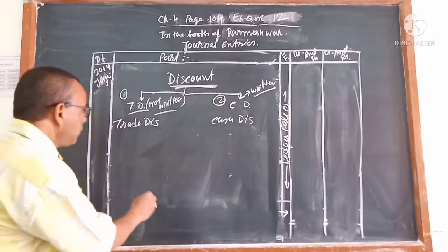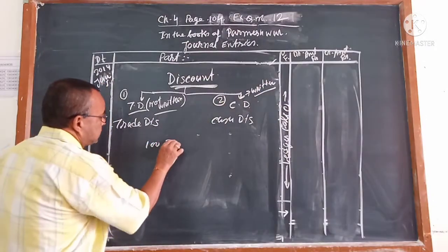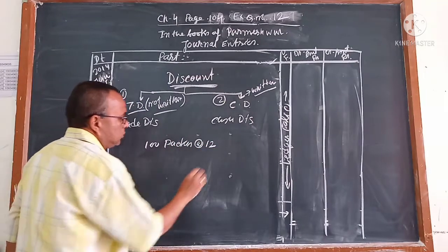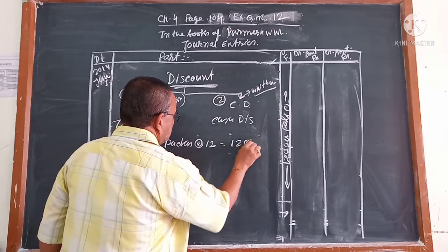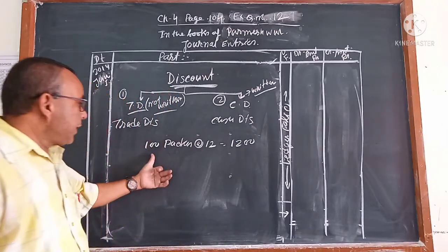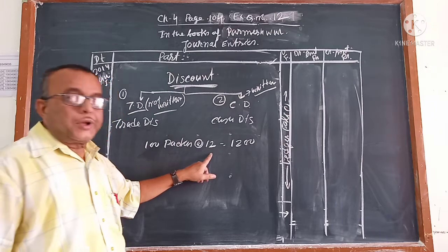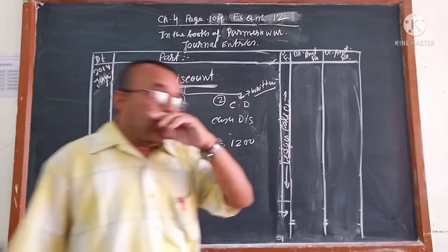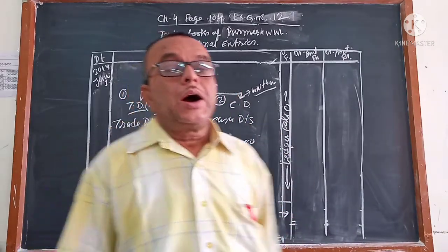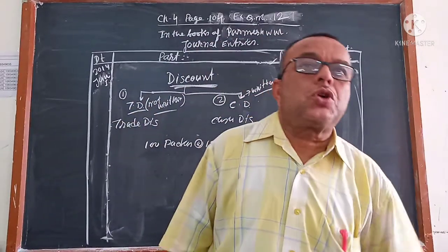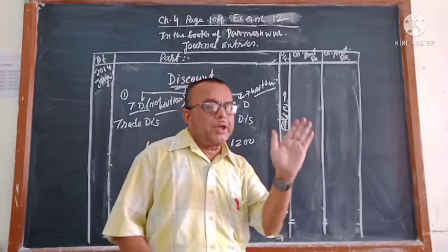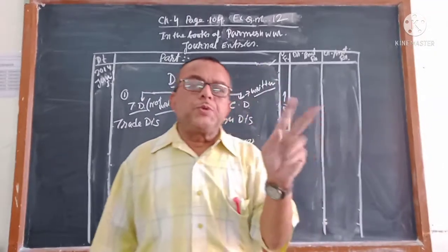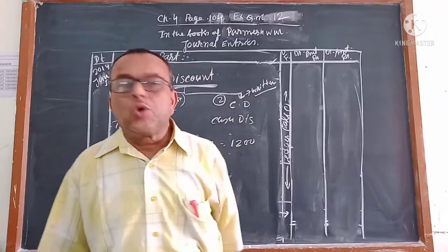Suppose you have gone to buy 100 packets of biscuits, which cost 12 rupees each. So you have to pay 1200 rupees. You tell the shopkeeper, I want to buy 100 packets of biscuits at a time, how much will you charge? He will say the printed price is 12 rupees. If you buy 1 or 2 packets, I will take 12 rupees each packet.